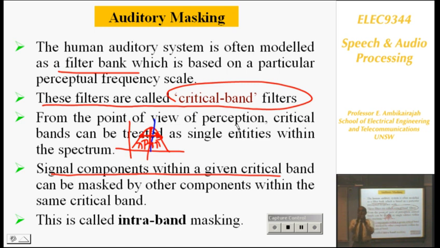Also, the signal in one band can suppress the other bands as well. If this is too high, that will suppress the other filters as well. Remember, that's how masking works. This type of masking, where a signal within a critical band masks the other signals within that band, is called intra-band masking.